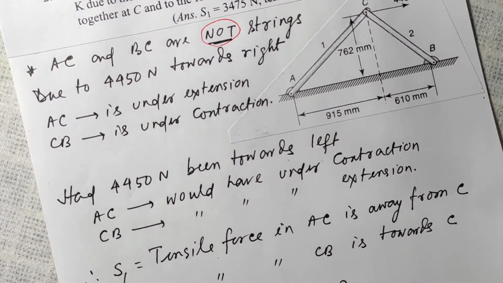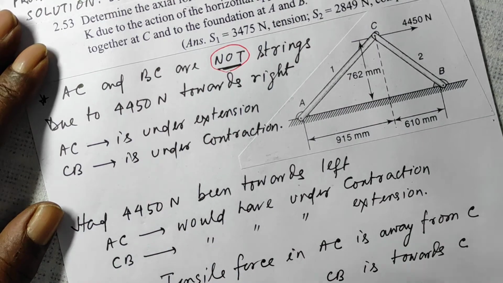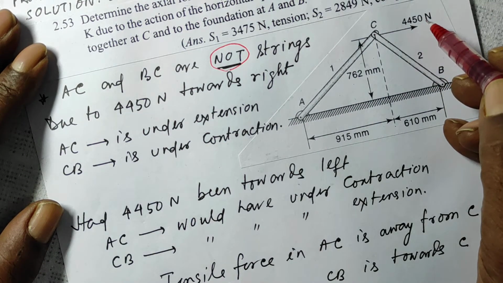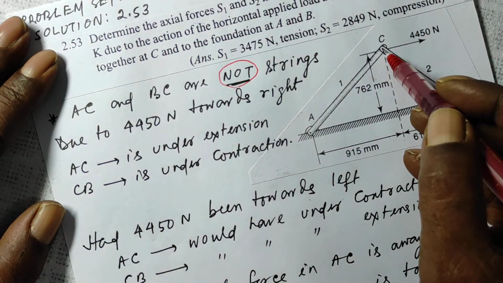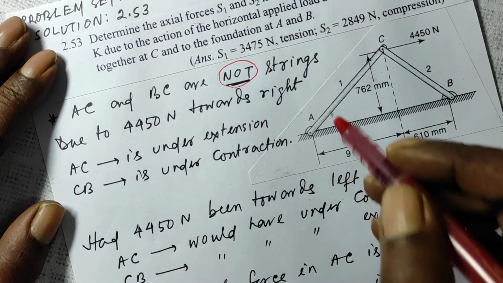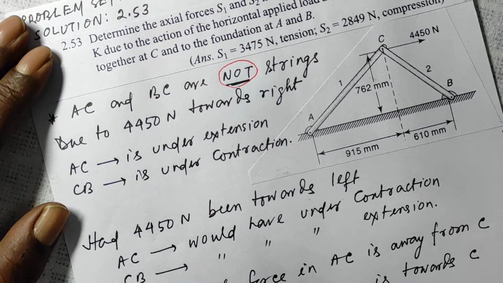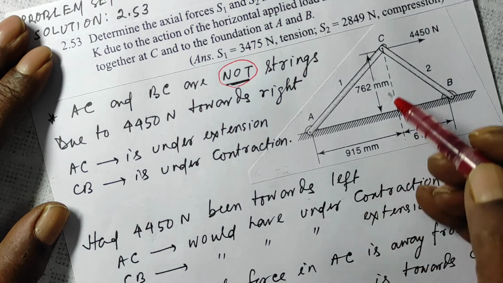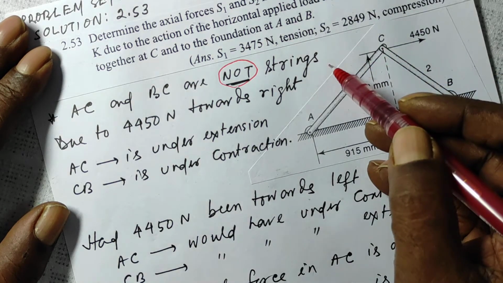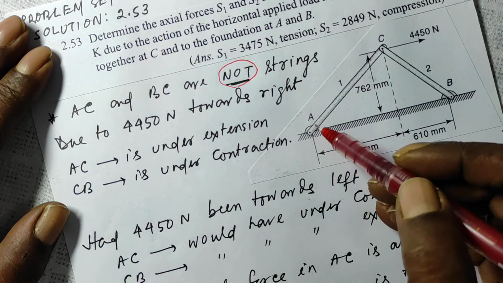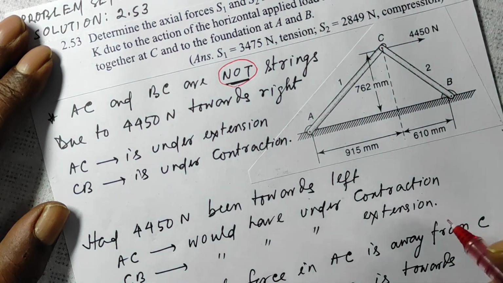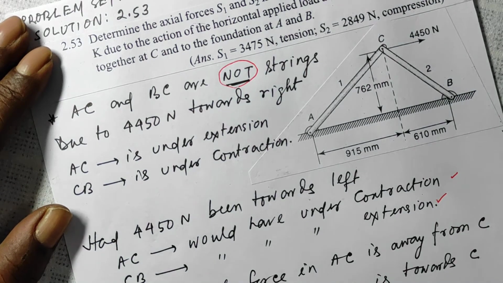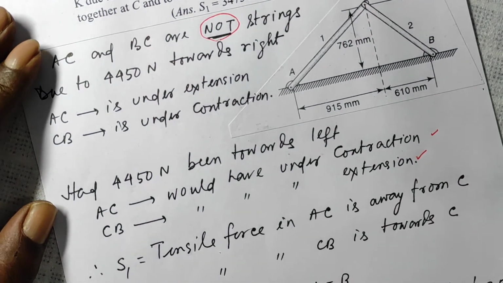Now, had this force 4450 Newton been towards left like this, then the opposite would have happened. Means AC would have been under contraction and BC would have been under extension. So that is what you have to understand.